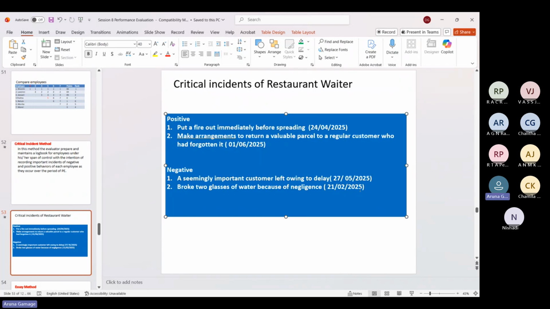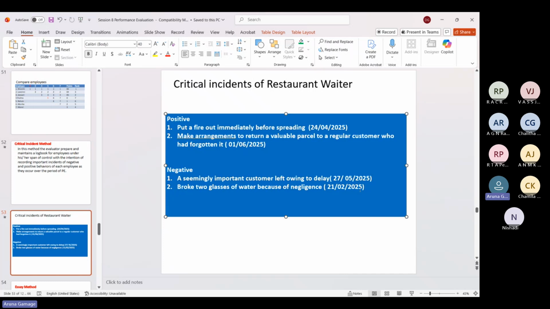Right, it's a good deed, it's positive. So on 27th of May 2025, a seemingly important customer has left owing to delay. One of the customers has left owing to delay on the part of this particular waiter. Is it good tidings or bad tidings? Bad. So we are reporting it under the negative side.